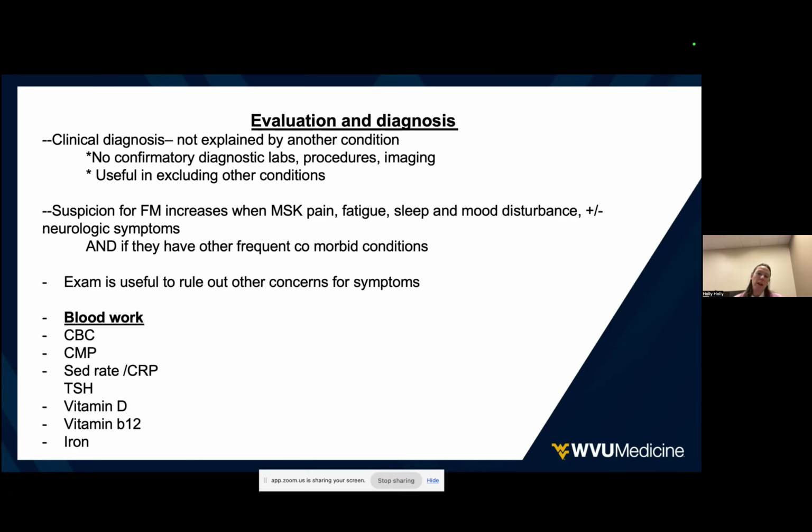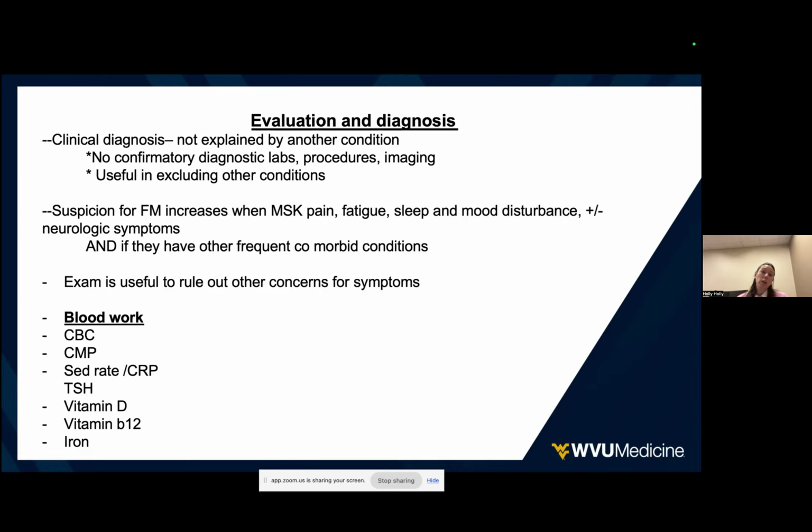Your suspicion for fibromyalgia is increased when they're having this out of proportion musculoskeletal pain from their exam or imaging, or the fatigue is out of proportion to what they're telling you, or the neurologic exam is benign, but they're complaining of all of these neurologic symptoms. And it's increased even further if they have some of those other comorbid conditions like we talked about, with irritable bowel or interstitial cystitis symptoms or TMJ or headaches. So really, when we're evaluating these patients, the exam and the labs and the x-rays are more helpful in ruling things out than ruling fibromyalgia in.